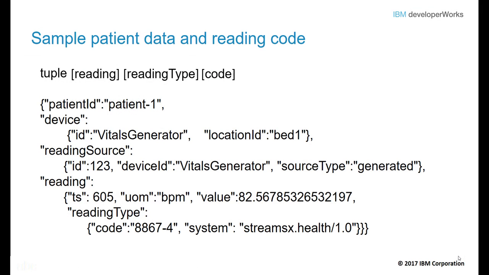Before you try to write this function, take a look again at the sample patient data. Different types of patient data are identified by a field called code. Notice that it's in a list reading type, which is in turn a sublist in the list reading. All heart rate readings have the same code, 88674.